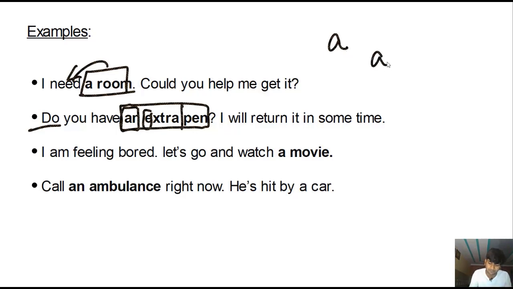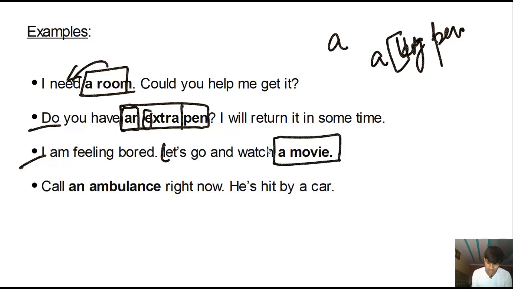Do you have a big pen? If we say big pen, then we'll use a. All right, a big, b. Okay. Third, I am feeling bored. Let's go and watch a movie. A movie. All right. An extra pen.